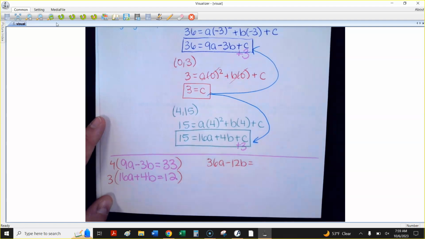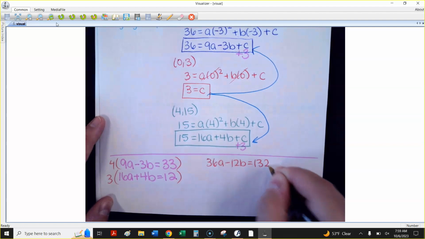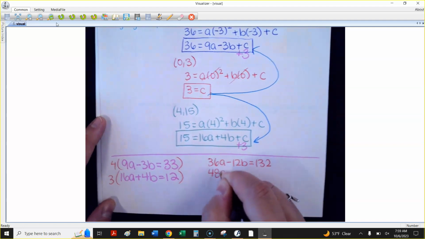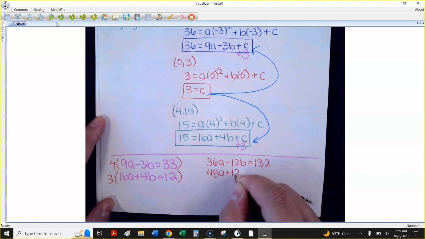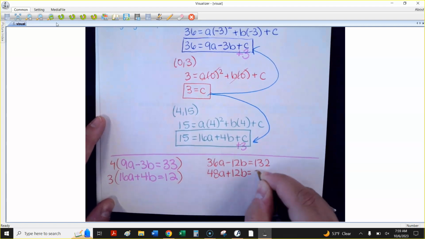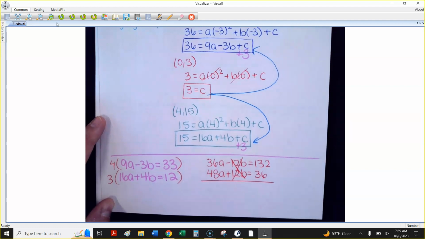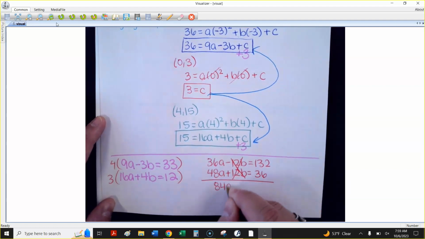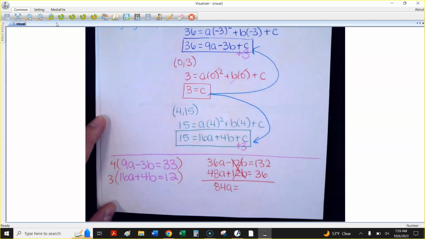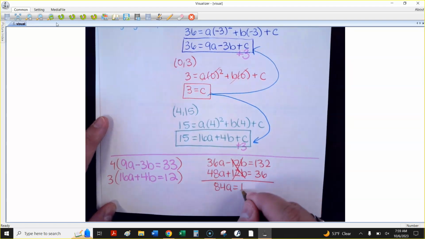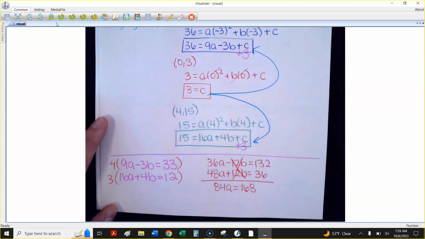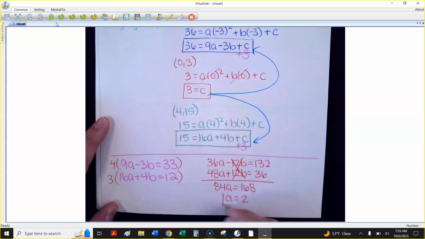All right, this guy's going to be 36a minus 12b. Oh my gosh, don't judge. I'm going to use my calculator. I don't know what that is. 132. And then we've got 48a plus 12b, which is going to cancel that out. And 3 times 12 is 36. So we're going to take 36 and 48, add them together. I get 84a. And then take the 132 and the 36. This will be 168. And then it's going to be cut in half when I divide it by 84. So a is going to be 2.